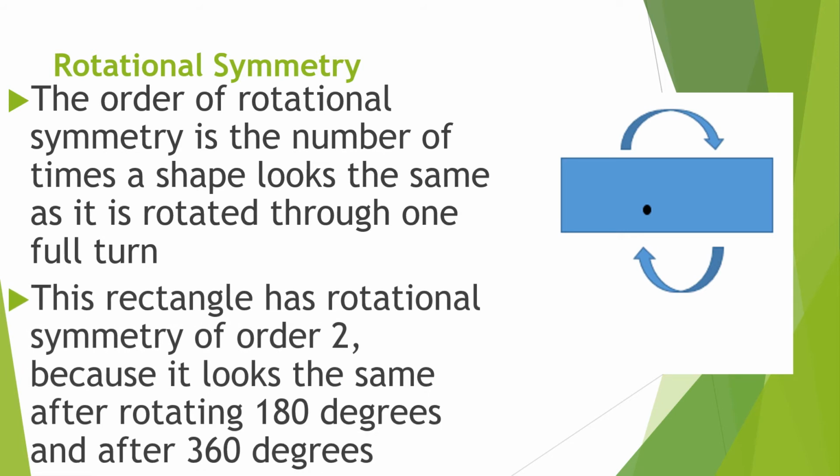The rectangle shown on the picture there has a rotational symmetry of order 2 because it looks the same after rotating 180 degrees and also after being rotated 360 degrees.